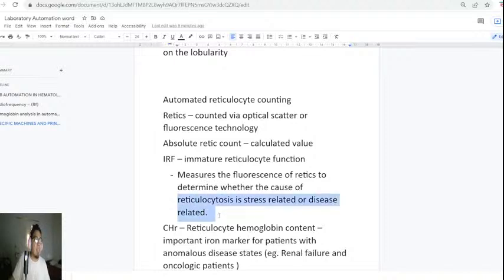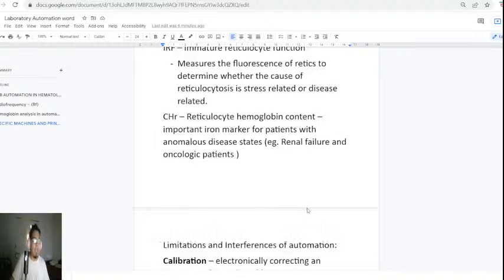Stress-related reticulocytosis is oftentimes the cause of the importance of IRF or immature reticulocyte function tests. But again, it's not really that important for us because clinically speaking, there's not a lot of data to support whether or not the immature reticulocyte function could be a feature that is important in routine hematology or even in special hematology procedures. But if physicians want these types of results, they can opt to bid for machines that have these types of features. Another one is reticulocyte hemoglobin content, or CHR.